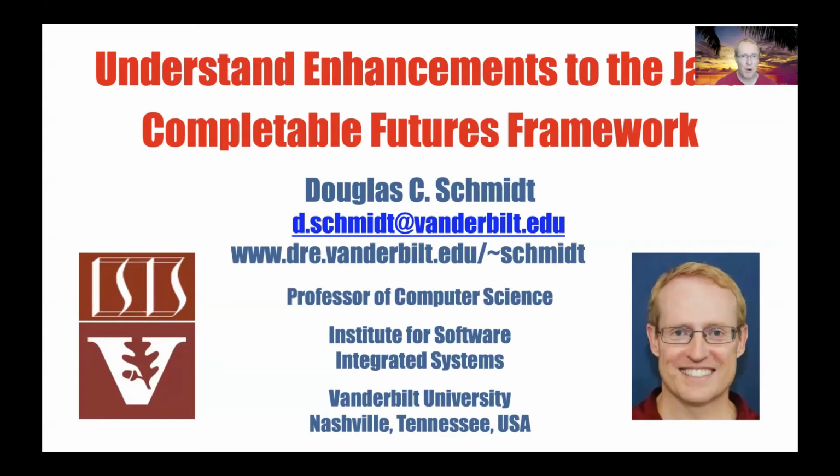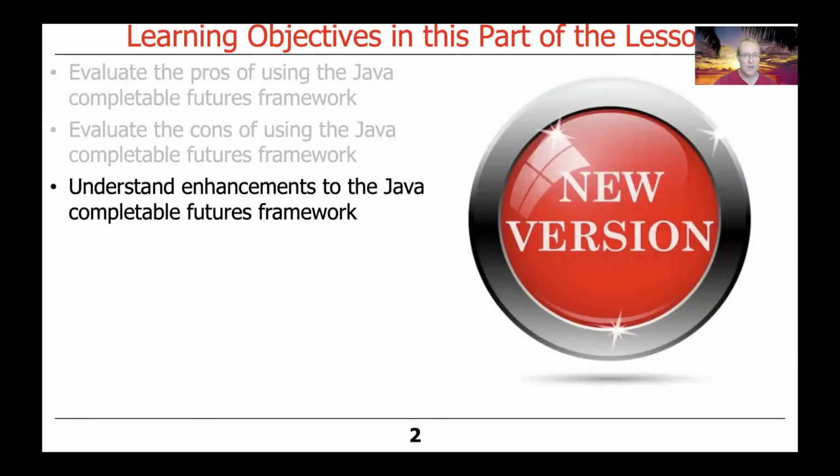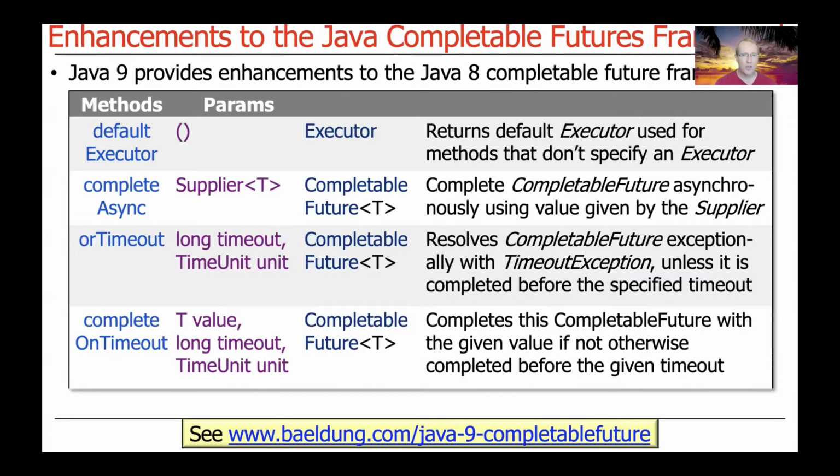So we're now going to wrap up our coverage at the moment on the Completable Futures framework. And what I wanted to do was talk about some enhancements that have been added to it over time after it was first introduced in Java 8. So we'll see that Java 9 and then later variants added a few more things, but Java 9 provided a number of enhancements to the Java 8 implementation of the Completable Futures framework. And you can read more about these capabilities in the link at the bottom of the page.